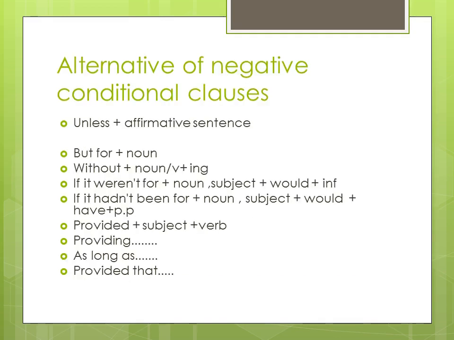So there are alternatives of negative conditional clauses like unless, but for, without, if it weren't for, if it hadn't been for, provided, providing, as long as, provided that, and each expression has a certain structure. For example, unless plus affirmative sentence, but it gives a negative meaning. But for plus noun, without plus noun or verb ing, if it weren't for plus noun, and the second clause should be complete. If it hadn't been for plus noun. Provided, providing, as long as, provided that, plus full sentence.